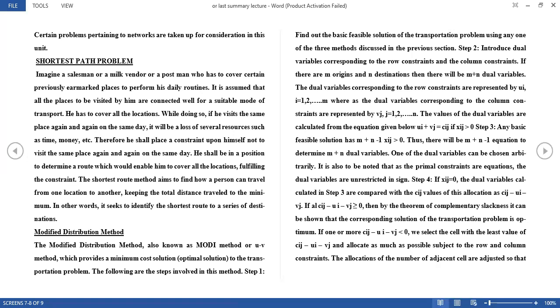He shall be in a position to determine a route which would enable him to cover all the locations, fulfilling the constraint. The shortest route method aims to find how a person can travel from one location to another, keeping the total distance traveled to a minimum. In other words, it seeks to identify the shortest route to a series of destinations. Then the MODI method is the modified distribution method, also known as the MODI method or UV method, which provides a minimum cost, optimal solution to the transportation problem.